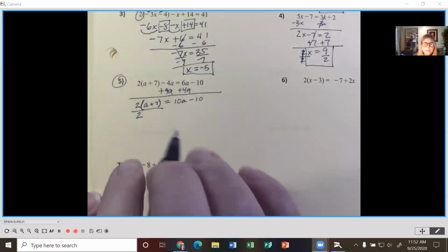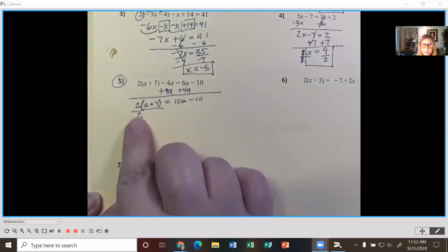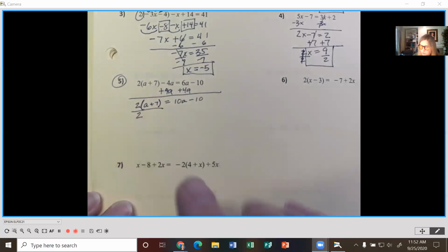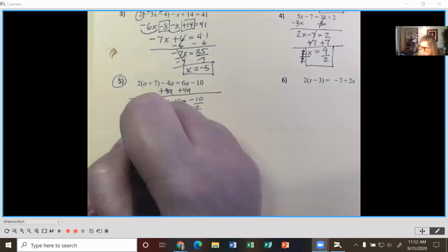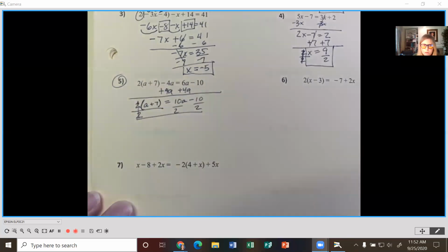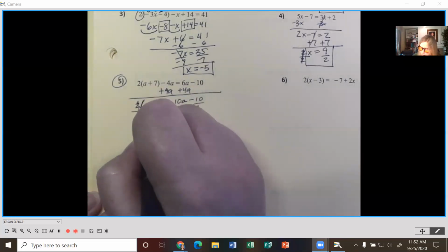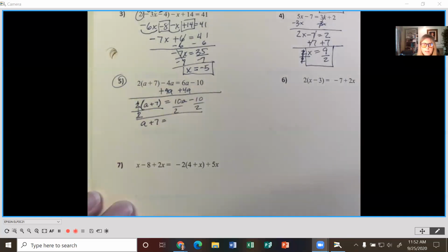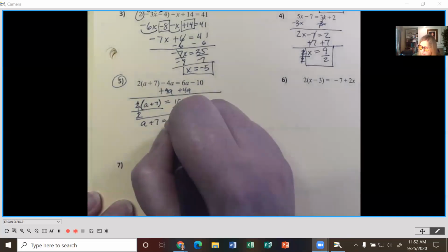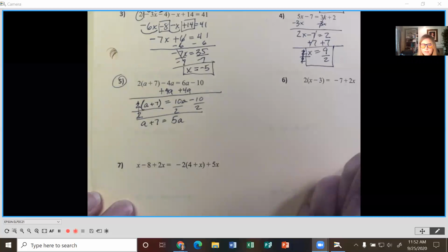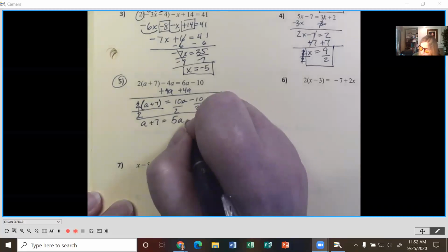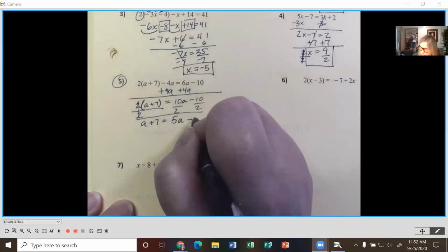And as long as whatever I do to one side of the equal sign, I also do to the other. So then I divide everything on that other side by 2. Okay, 2 divided by 2 is 1. This gives me A plus 7 equals 10A divided by 2 is 5A. 10 divided by 2 is 5. So minus, because it was -5.